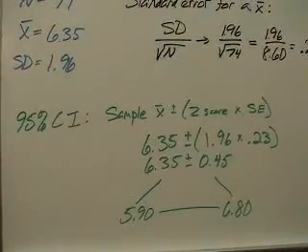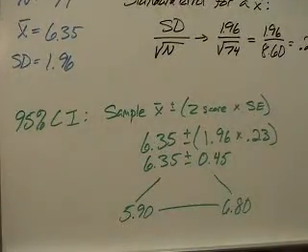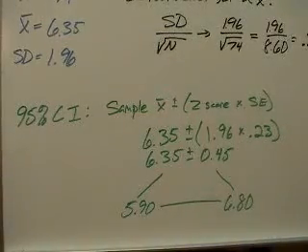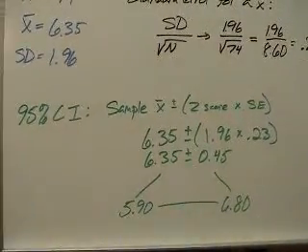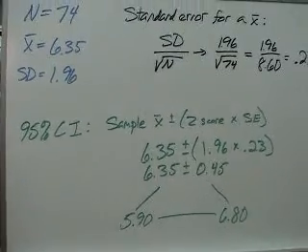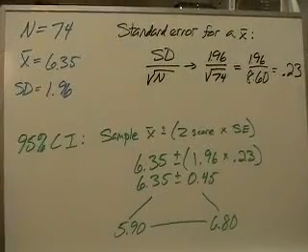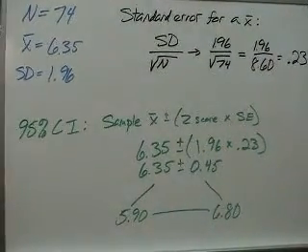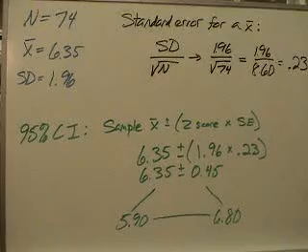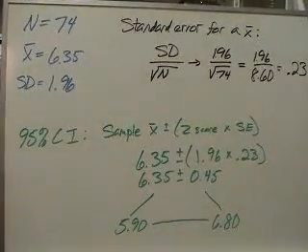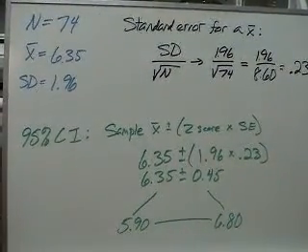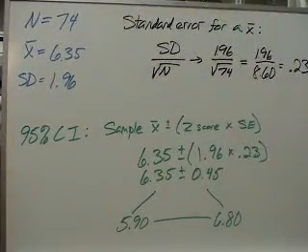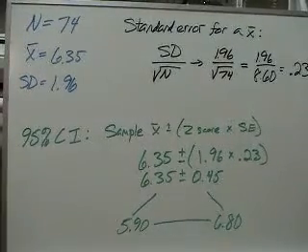You take your sample mean of 6.35 and subtract 0.45, and you get 5.90. If you take your sample mean and add 0.45, you get 6.80. That is your confidence interval. So then what we can say is, based on our sample of 74 full-time students who also work part-time, we can say with 95% confidence that if we surveyed every single student in the population who is a full-time student and works part-time, their stress level would be somewhere between 5.90 and 6.80 on that scale of 1 to 10.